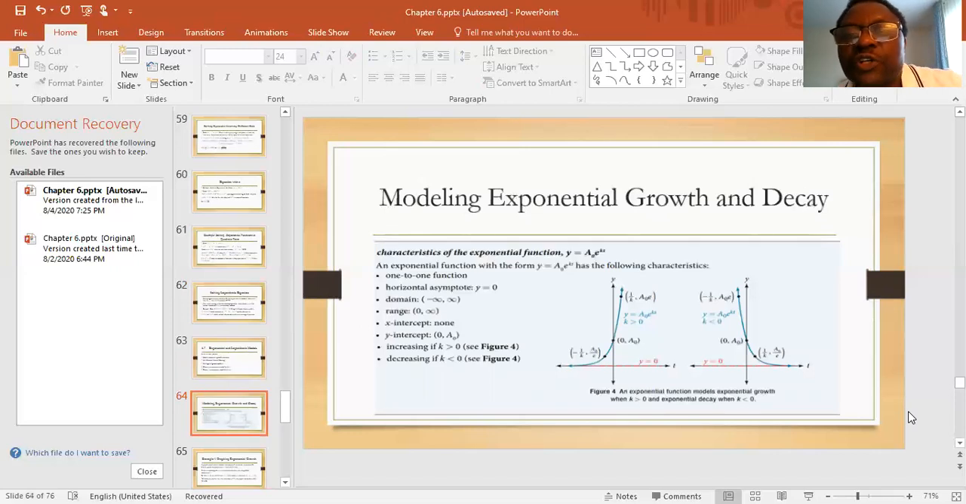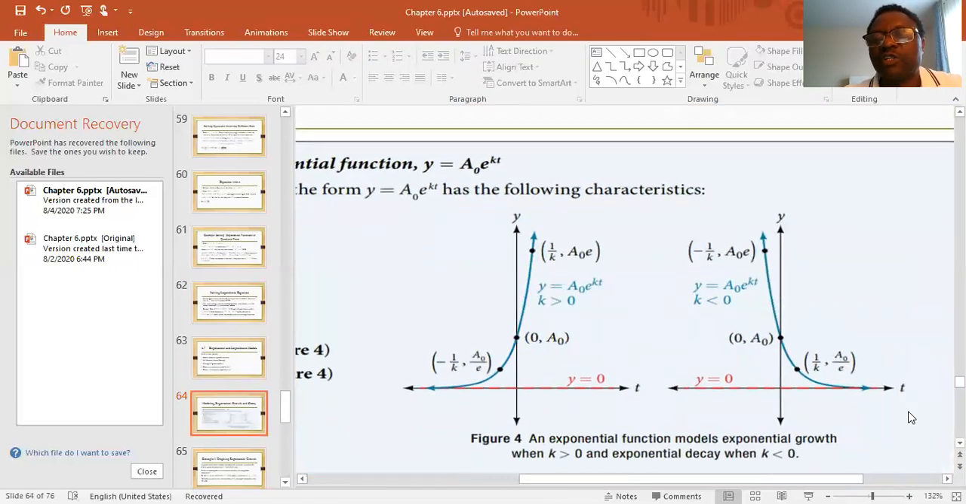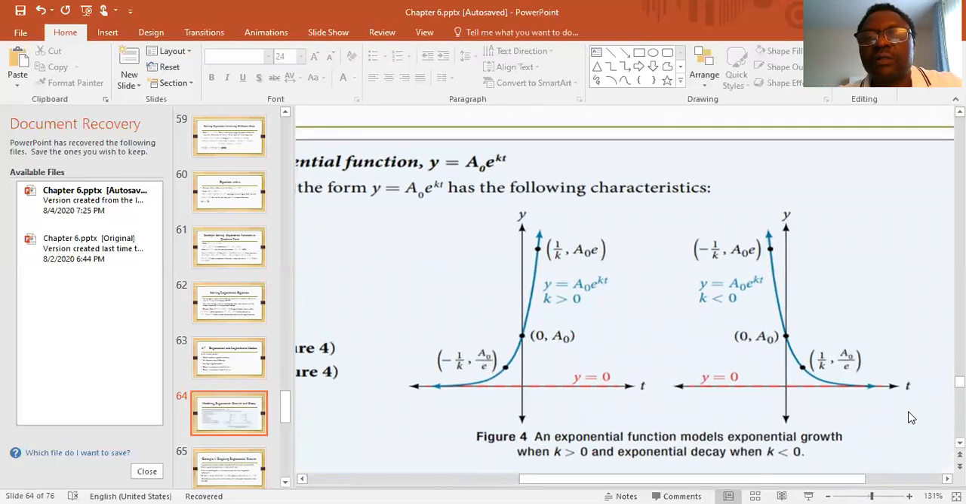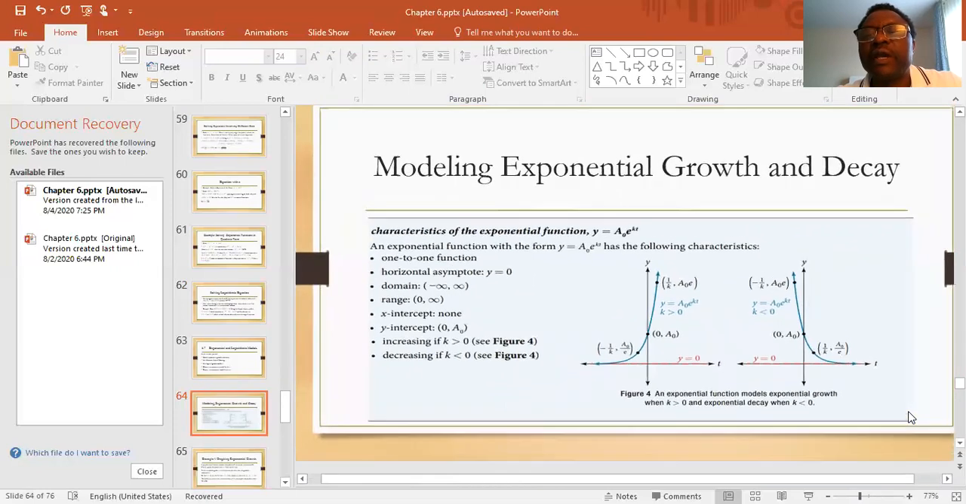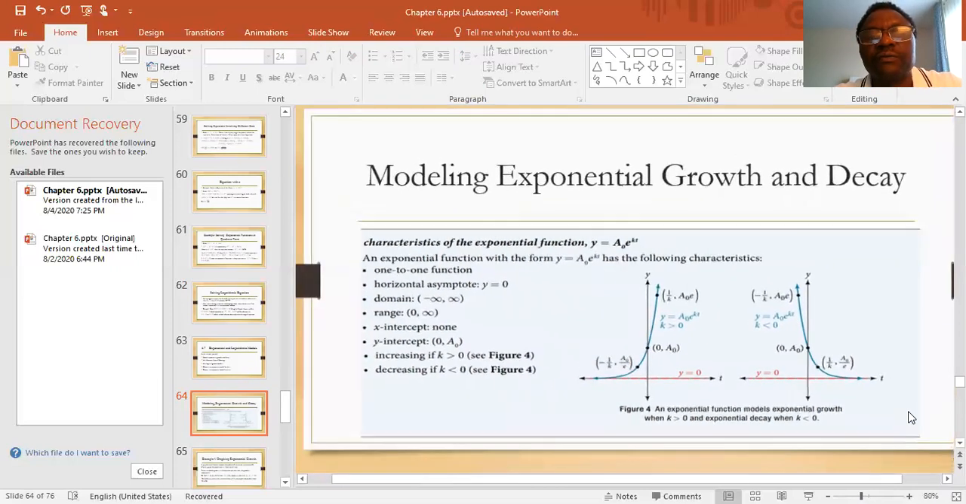So modeling exponential growth and decay, we have here the graph of an exponential growth and exponential decay as we learned before. And here is the graph of the function A0 e to the kt, where A0 is the initial value.